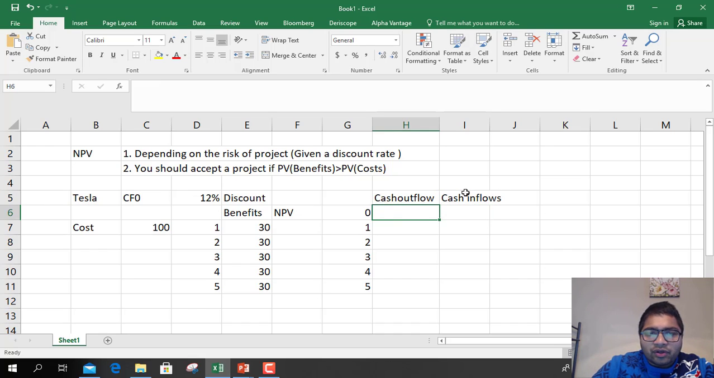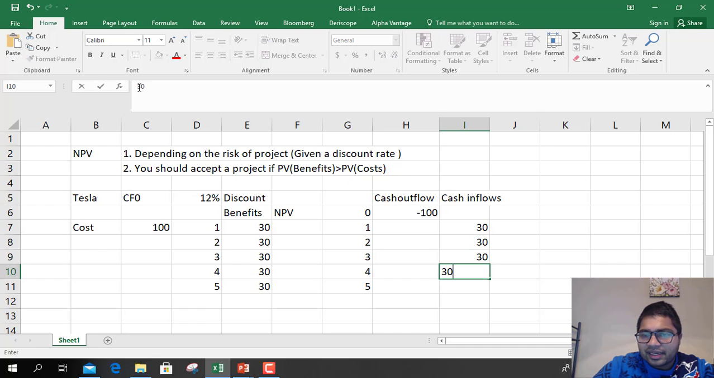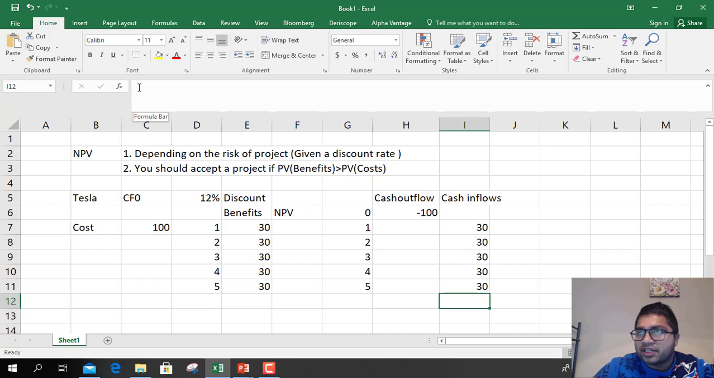Okay. We know cash outflow is $100 million. It is an outflow, so it should have a negative sign. Then cash inflows are 30 million, 30 million, 30 million, 30 million and 30 million. Positive sign. Why positive? Because these are inflows. These are benefits from the project. The sales are going up. So this is a benefit.